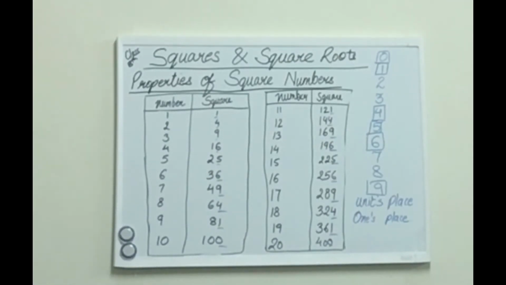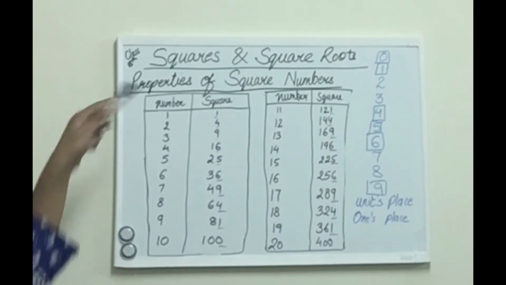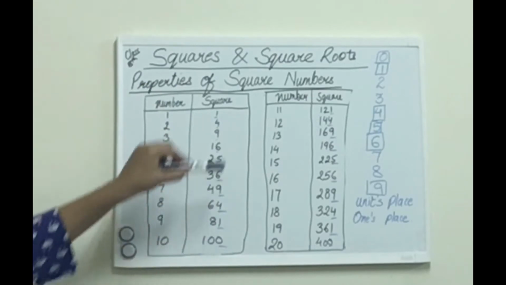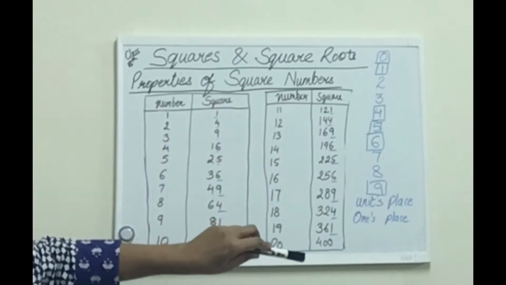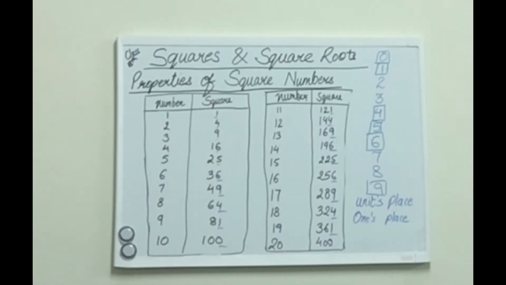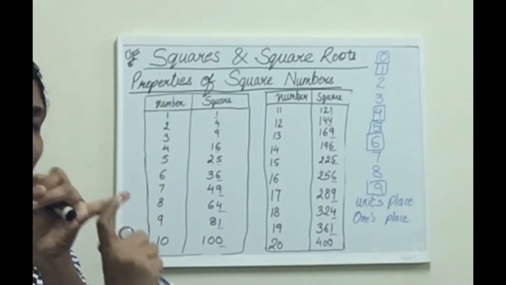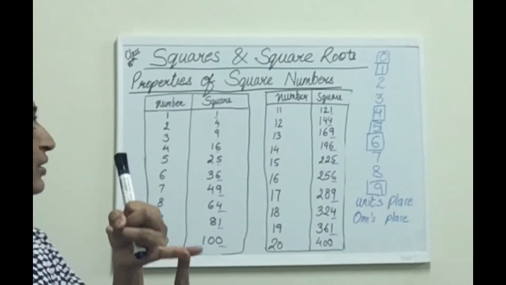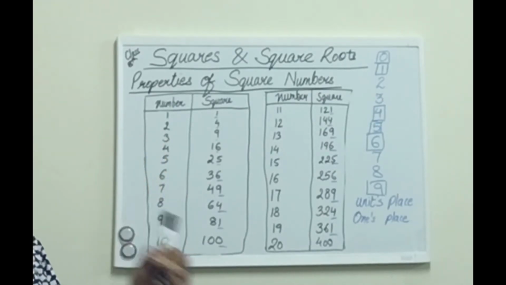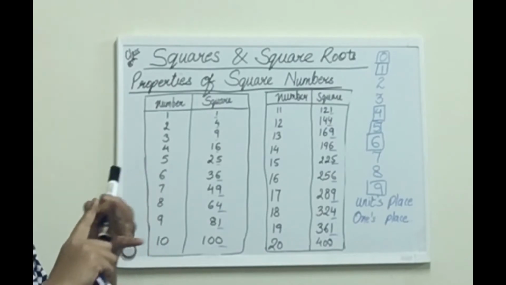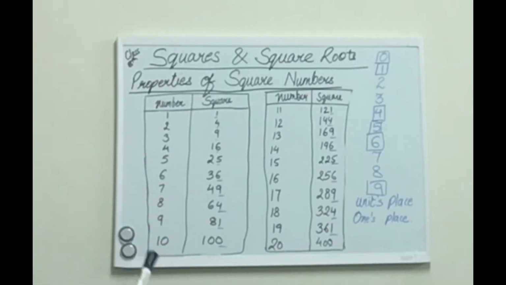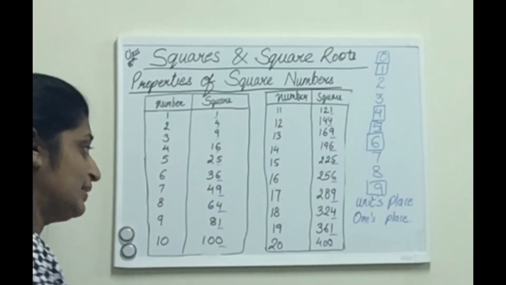Look again. Look at all these numbers. Look at the units digit in square numbers. You will see that either you will have 0 at the units place, or 1, or 4, or 5, or 6, or 9, and nothing else. You can see this is still 20.